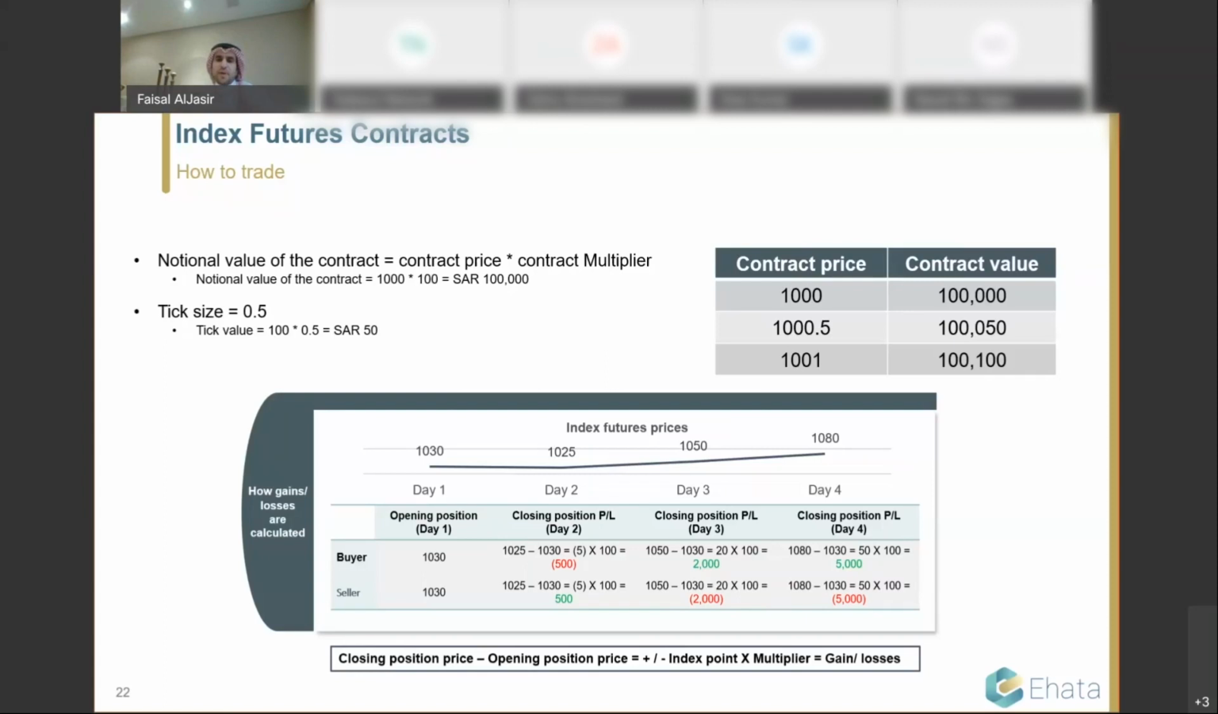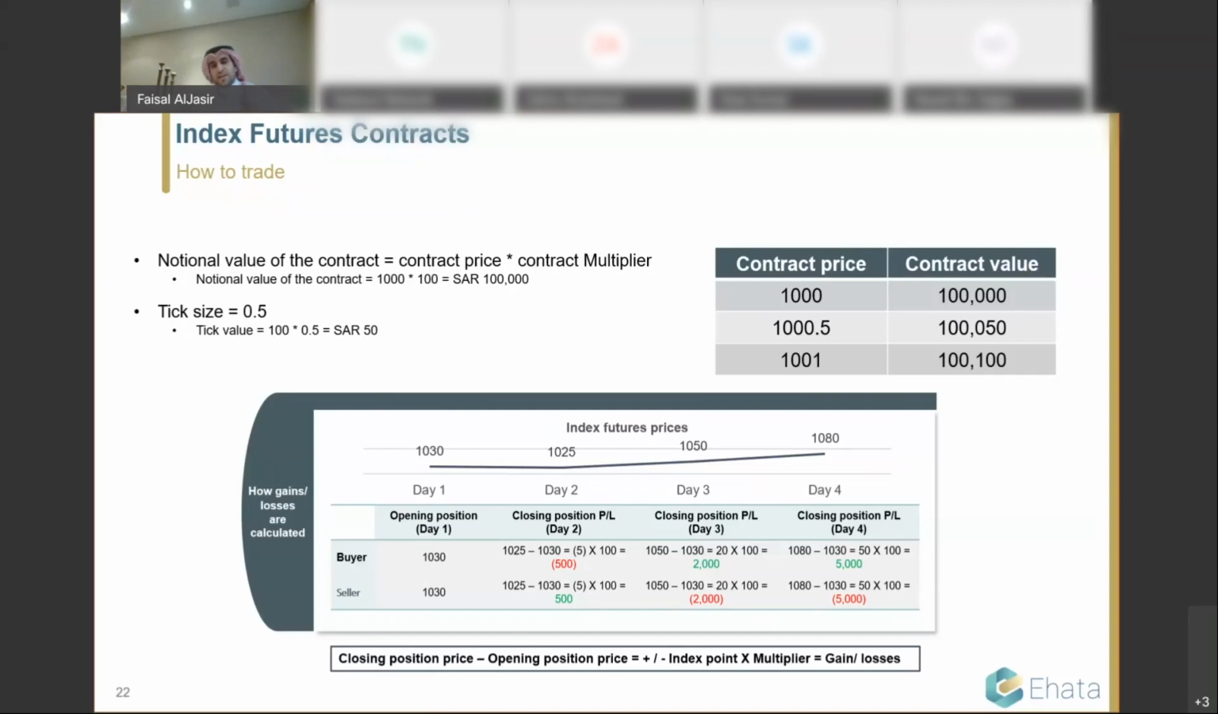1025, you find the buyer is losing 500. It's simply the 5 multiplied by the multiplier 100. That's the position that you will be losing in day two. That's what you will be seeing in day two. And the same thing goes to, you remember when we said it's a zero-sum game? So that's the zero-sum game concept here in front of you, as you see that 500 has been lost by the buyer, and it is a gain for the seller.